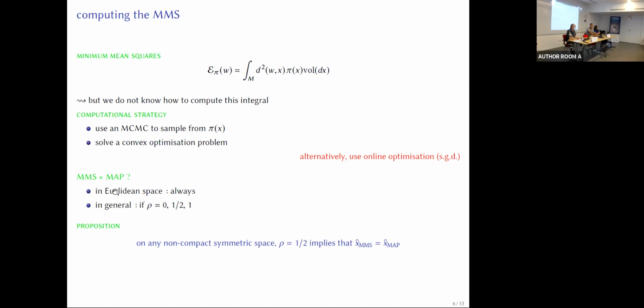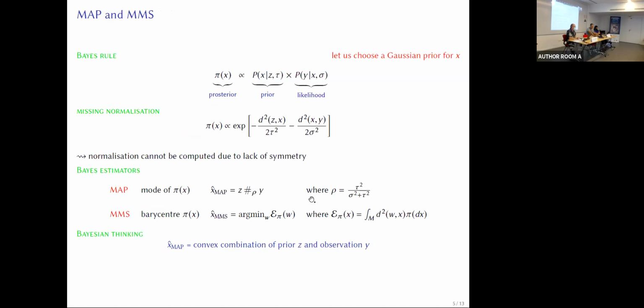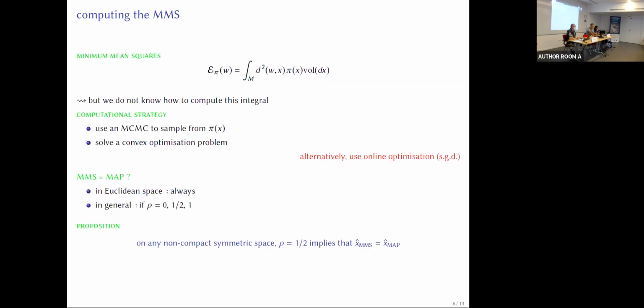Of course, in Euclidean space, they are always equal. In general, for any Riemannian symmetric space of non-compact type, if rho, which is this coefficient here, tau squared, where tau squared is the prior variance, over sigma squared plus tau squared, right? This is the important parameter in the usual Kalman filter formula, in classical Gaussian Bayesian inference. If rho equals 0 or 1/2 or 1, we know that the MAP and the MMS are equal.